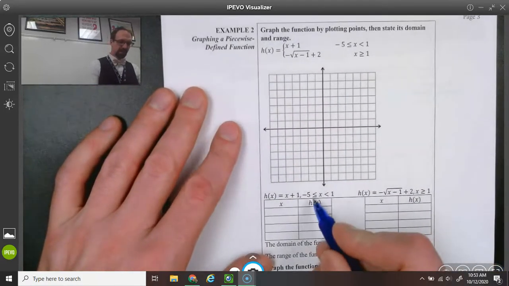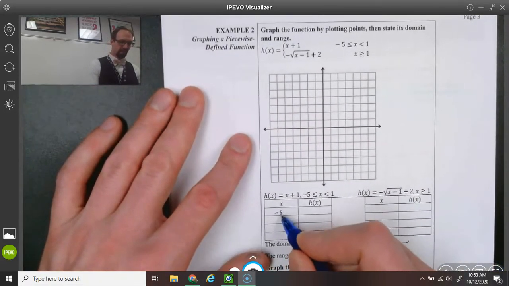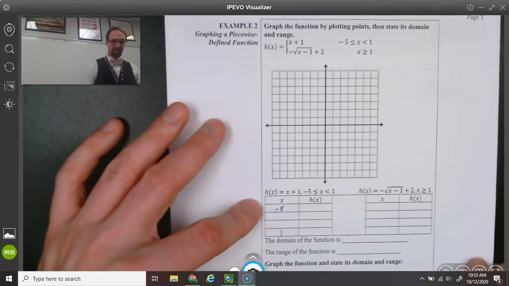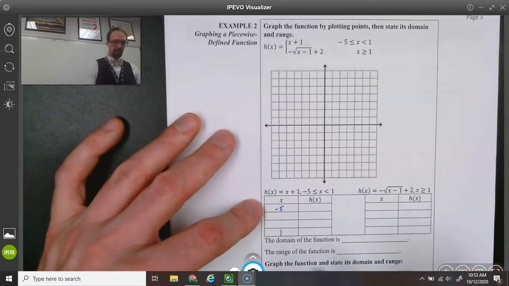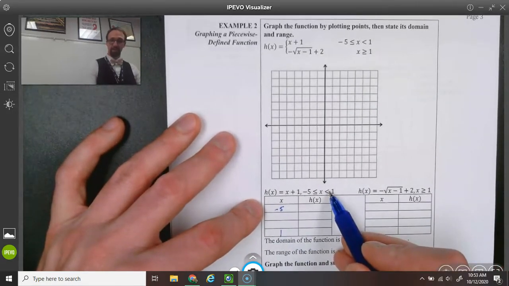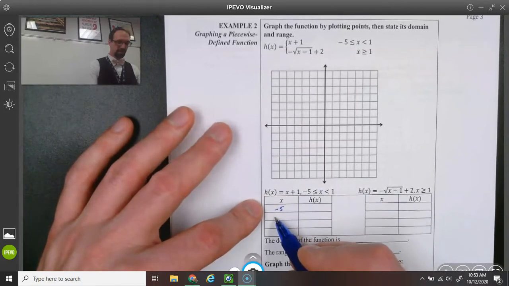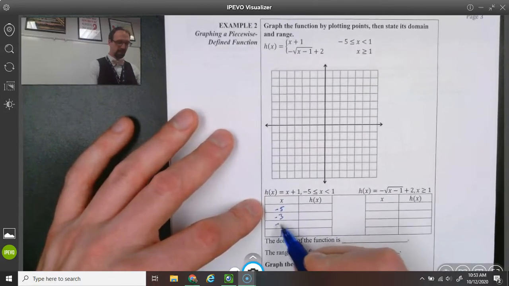I think it's a good idea to pick values that are on the extremes. So, for example, for this one, I'm picking -5 and 1. If I plot this on the graph, know that 1 in this case is going to be an open circle, whatever that ends up being. And then picking a few other points on here. So I'm going to pick -3 and then -1 as well.